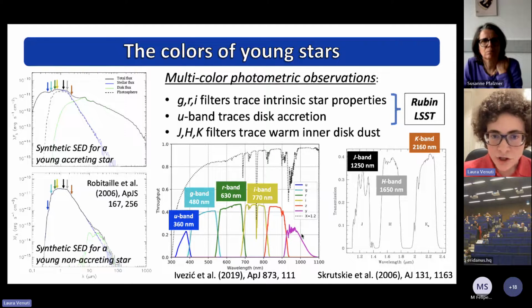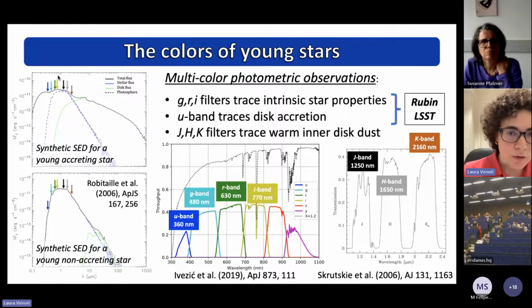So the first system is what Reco already showed in his talk yesterday. This is the photometric system that will be used for Rubin LSST. And in particular, I'm highlighting the U, G, R, and I filters. And then we have the 2MASS near-infrared J, H, and K filters.